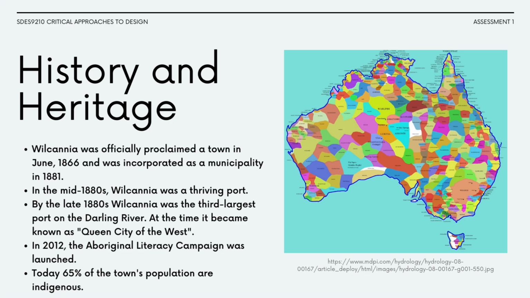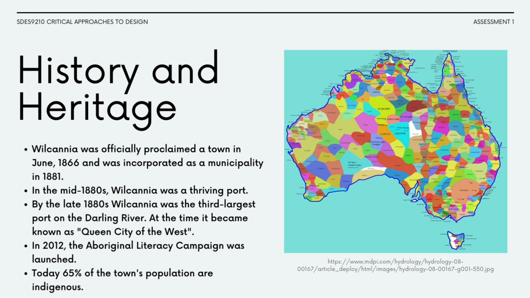Wilcannia was officially declared a town in June 1866 and became a municipality in 1881. By the mid-1880s, Wilcannia was a booming point with 13 hotels, a population of 3,000, and a local newspaper, the Wilcannia Times, in the late 1880s.